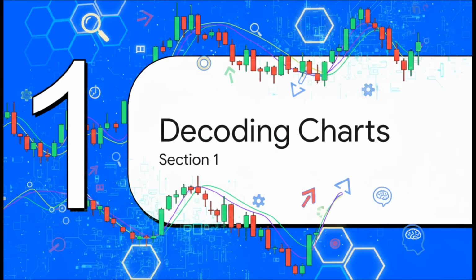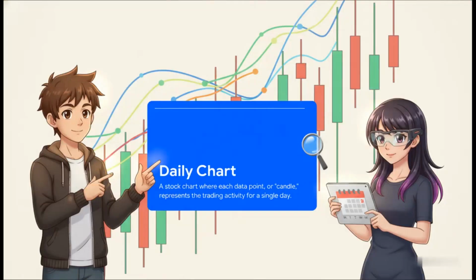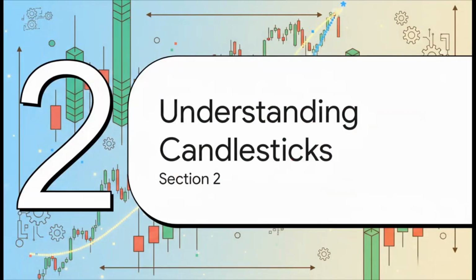Section 1, decoding complicated charts. We're starting at square one. First things first, the time frame. You can look at charts by the minute, the hour, the week. It can get crazy. But for our strategy, we're going to keep it simple and powerful. We're only looking at the daily chart. That just means every single one of those little bars or candles you see, that's one day of trading. Simple as that. Which brings us right to those candles.